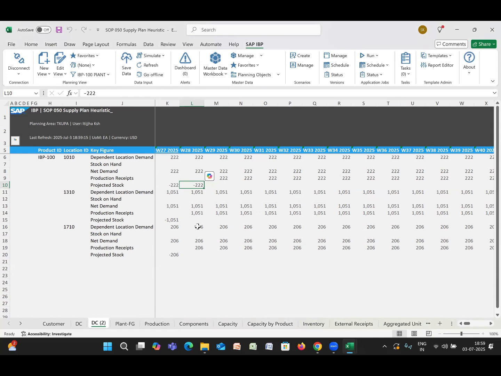Okay. So what it is not doing is it is not adding up. It is just calculating the, which is a little strange. It should have done the projected stock to be 444. So I will have to check. It is in the SNOP heuristic setting. I think this is the right time to touch upon that also.